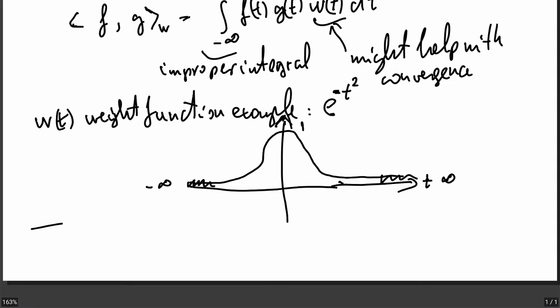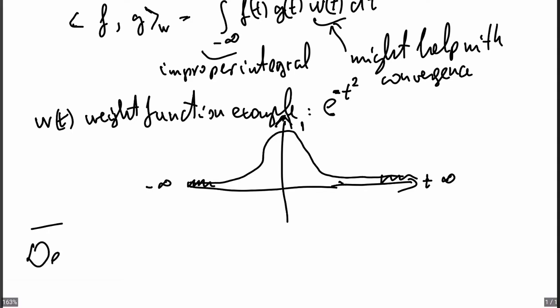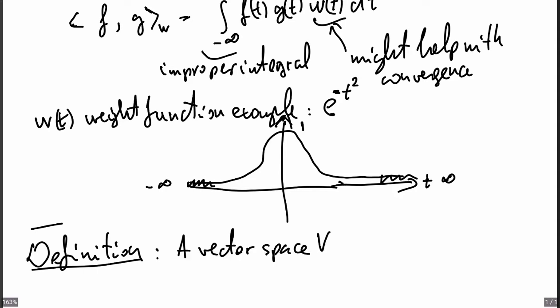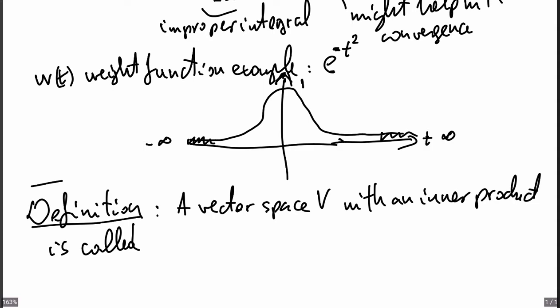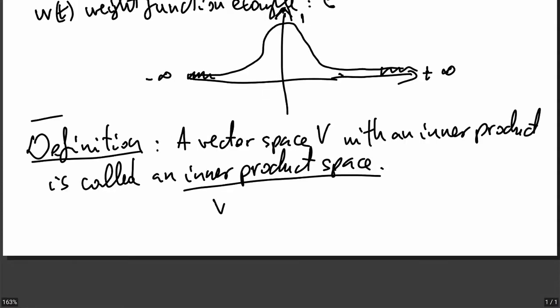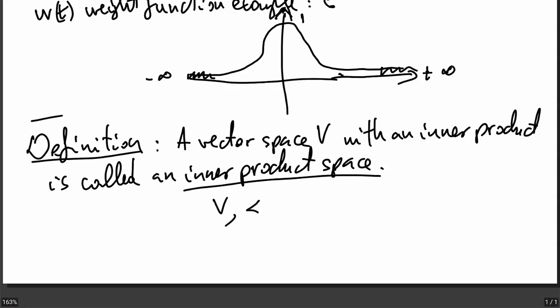When can we define an inner product? What spaces? If we have an inner product, then we call this vector space an inner product space. So this is the next definition. A vector space V with an inner product is called an inner product space. Many times this is written as V, and then we specify the notation for the inner product, or sometimes we also want to specify the scalar field.